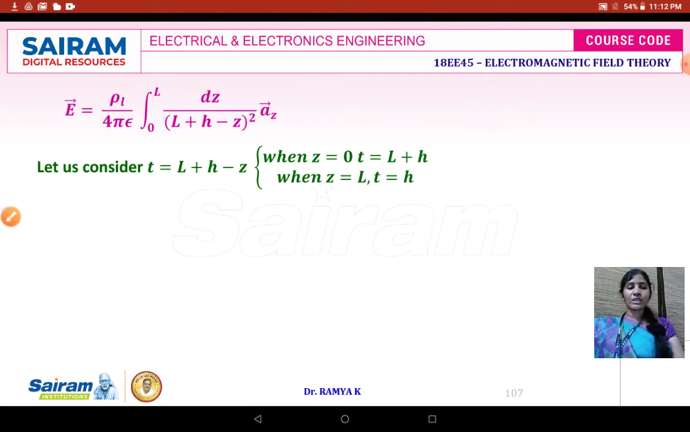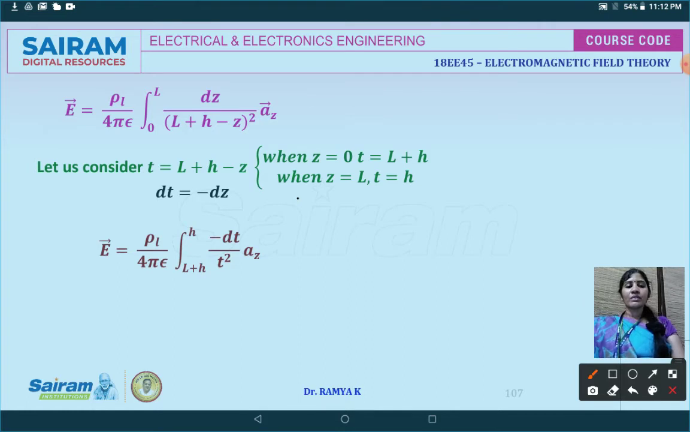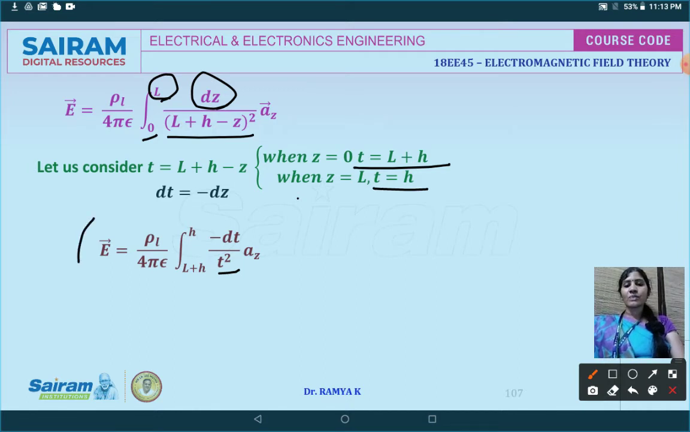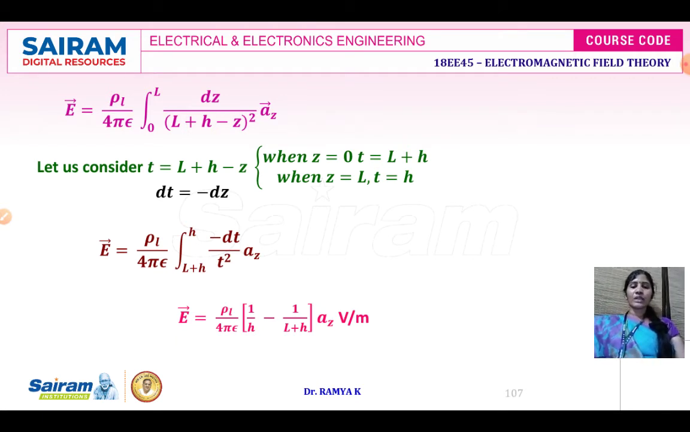So substituting the limits, when you differentiate this, you will get dt is equal to minus dz. Therefore, in the place of dz, we can substitute minus dt. And in the place of L plus h minus z, we can substitute t. When z is equal to 0, the limit obtained is L plus h. And when z is equal to L, the limit obtained is h. So substituting, you will get E vector is equal to rho L divided by 4 pi epsilon, integral from h to L plus h of dt by t square. So after substituting, you will get the answer.